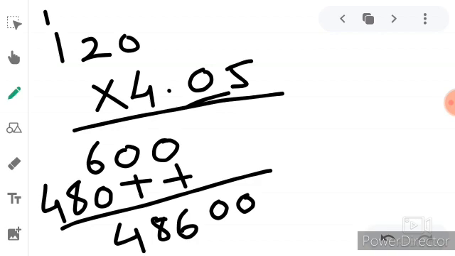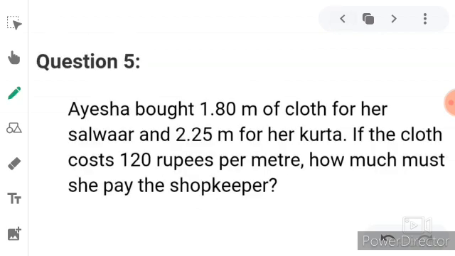So how many rupees does she have to pay to the shopkeeper? She has to pay 486 rupees. Decimal point after 2 digits. Two digits are there, here 2 digits. So 486 rupees she has to pay to the shopkeeper for buying 1.80 meter cloth for salwar and 2.25 meter for kurta. So this is all about question number 5.